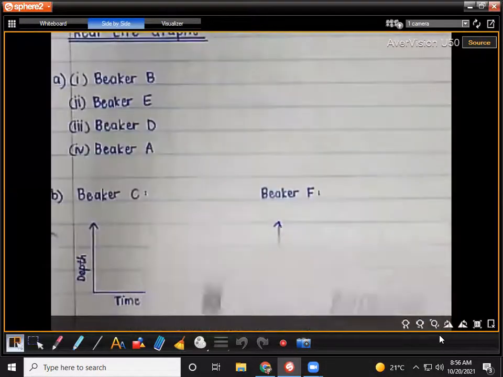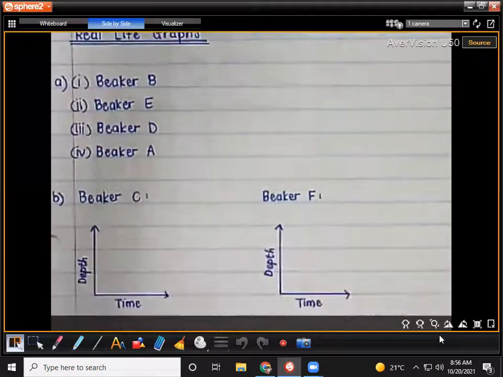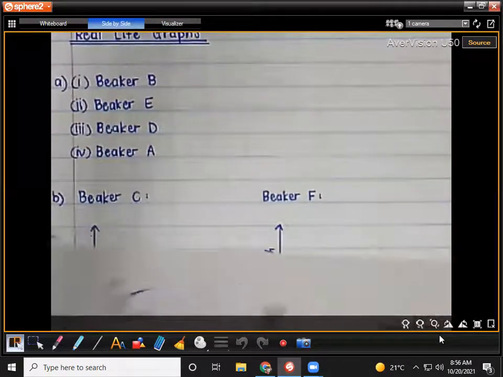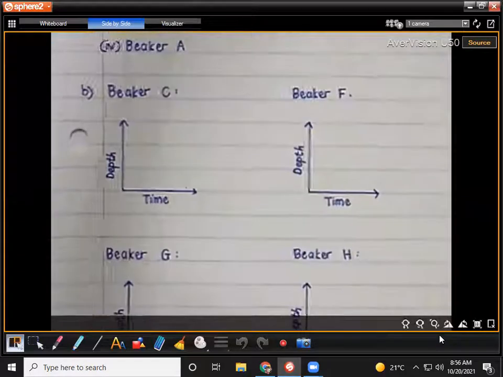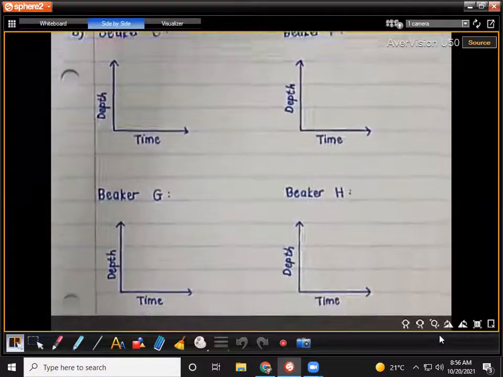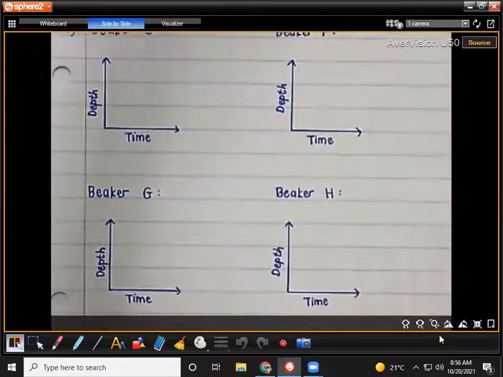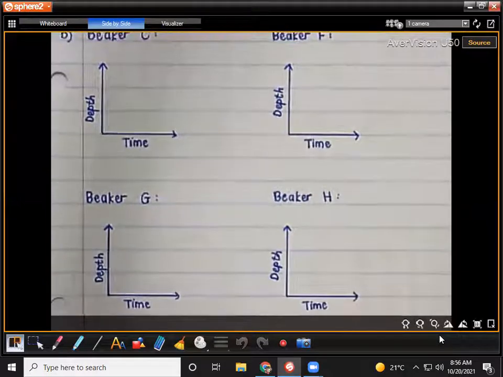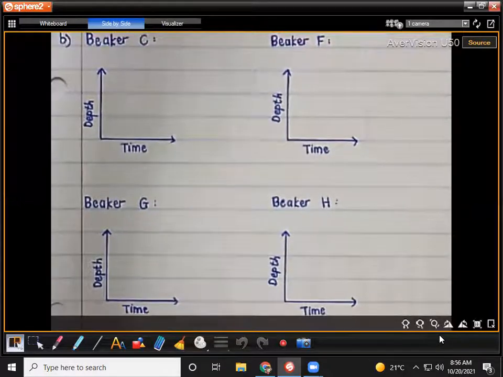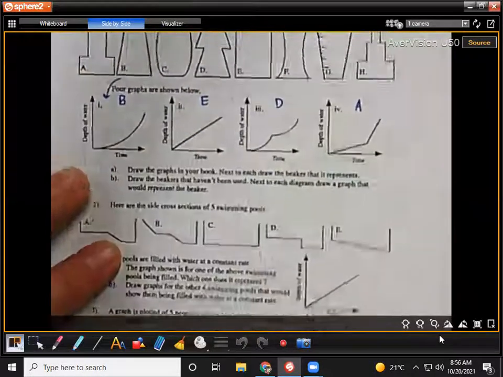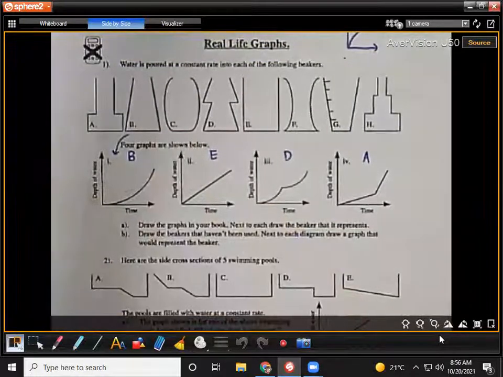Okay, so that is what I wrote there, BEDA. Okay, now for B, they asked us for the other 4 beakers, we need to draw the graph. All right, so I haven't done that yet because I want us to discuss it before you actually see what it should look like. All right, so the first one that we didn't have, because we have A and B, that one is C. Guys, let's think about it.